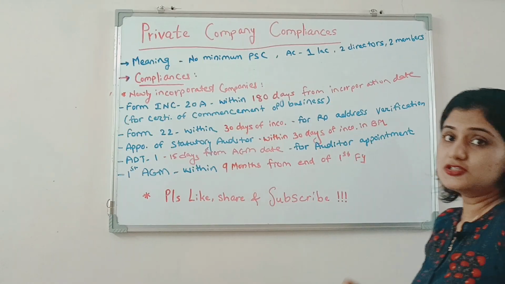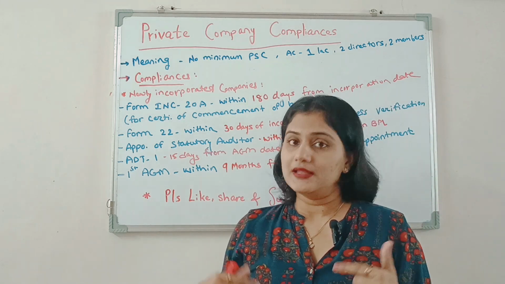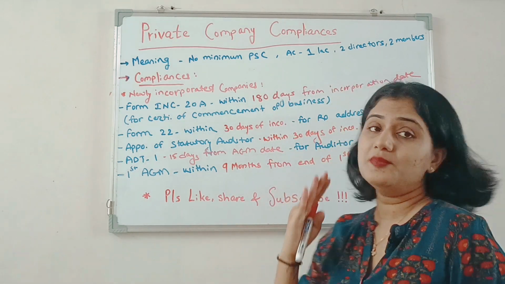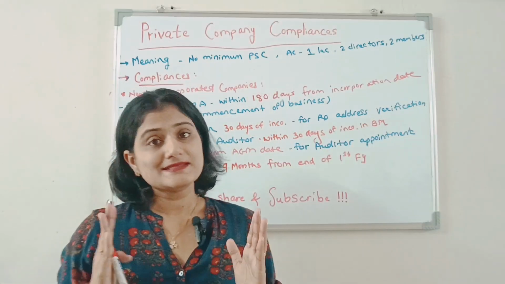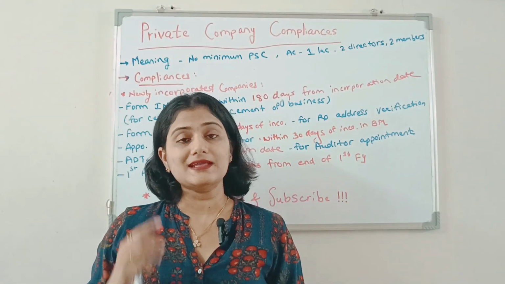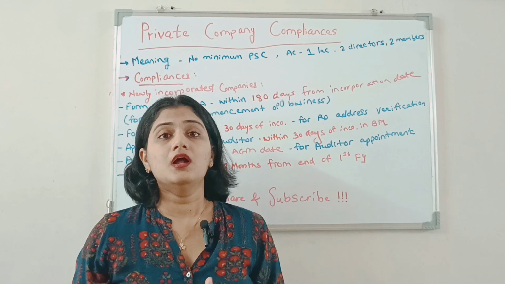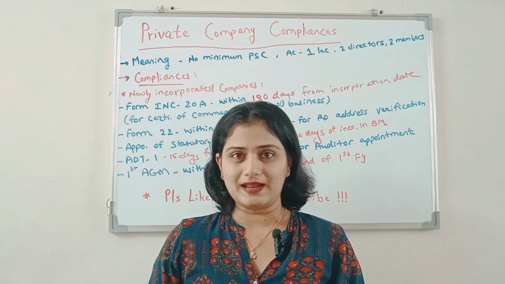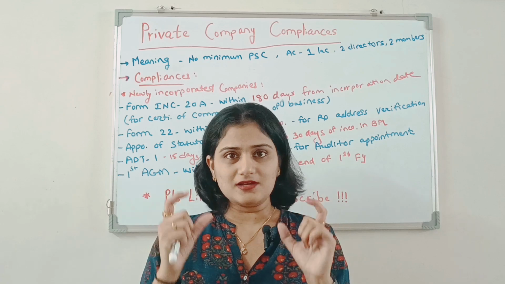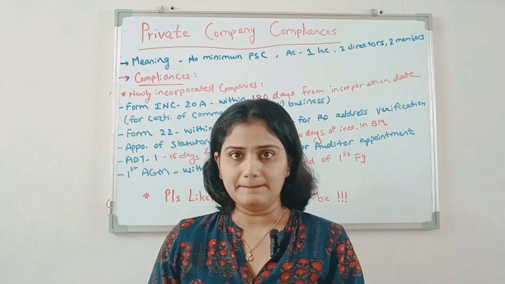The minimum directors should be 2 directors in the private companies, maximum can be 15 directors. And the members, that is shareholders, minimum 2 shareholders and maximum can be 200. Further, there are restrictions on transfer of the shares in the private companies. So these are a few points related to the meaning of private company.